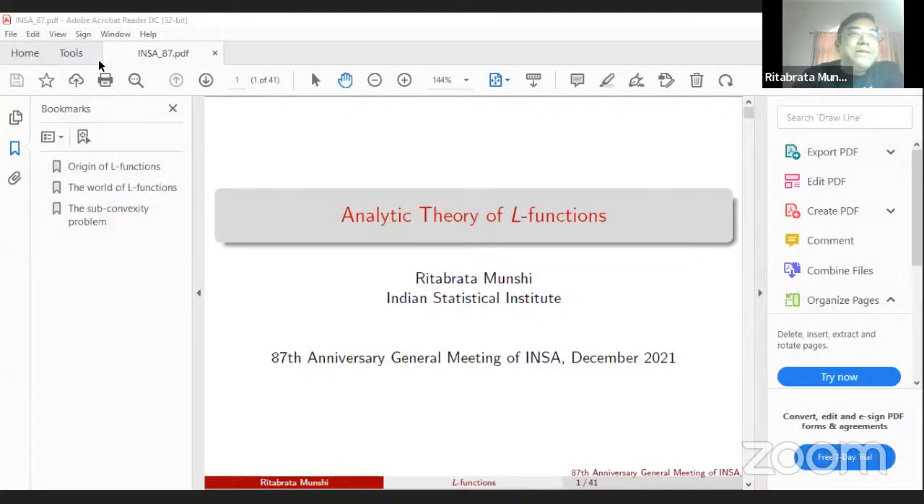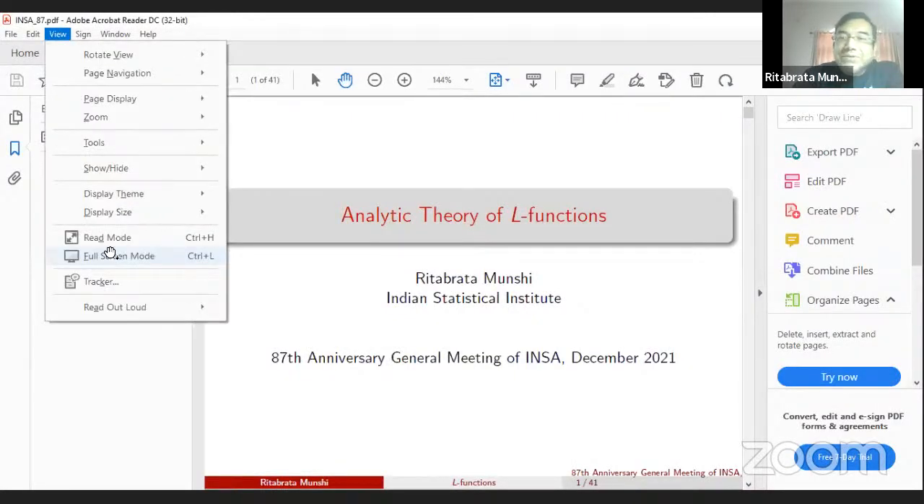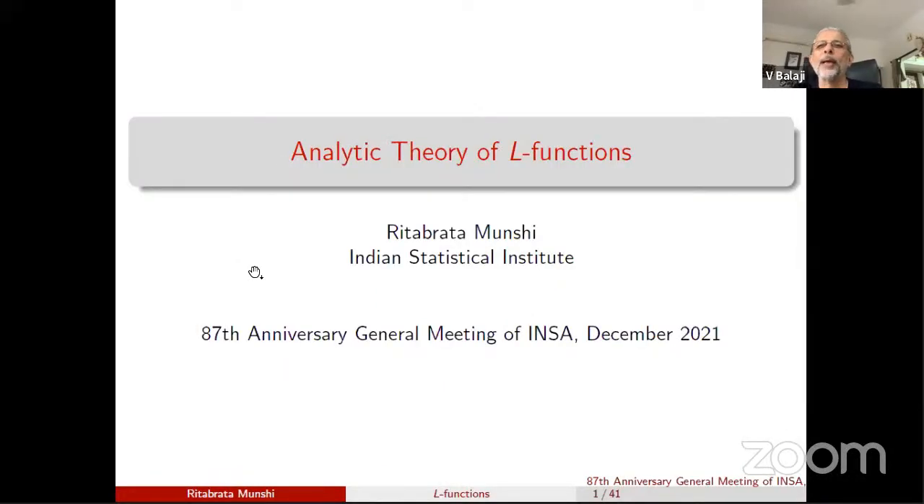Thank you, and thank you, Balaji, for the nice introduction. I'll just start by sharing my screen. Hopefully it works. Maybe make it full screen. Yeah, full screen. Oh, great, it works. Okay, good. Thanks, I'll mute mine.